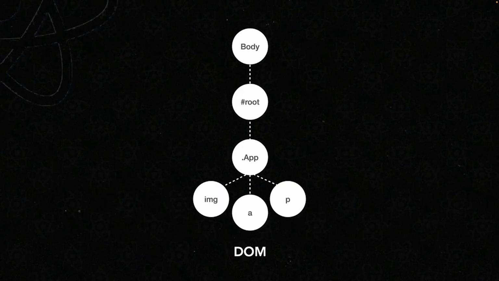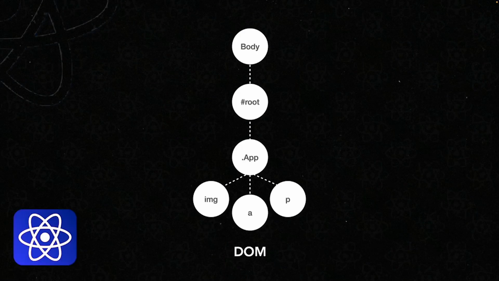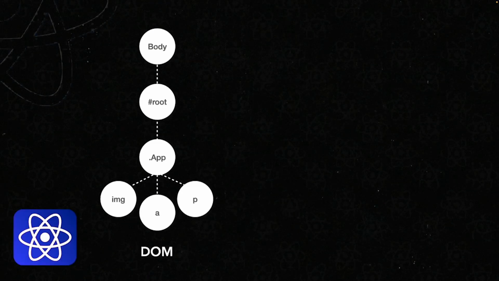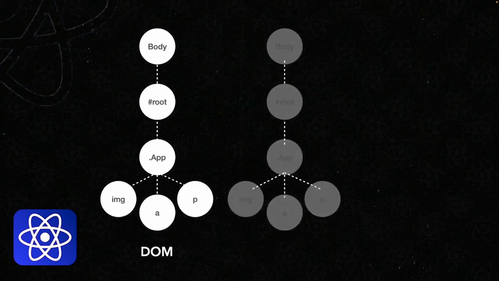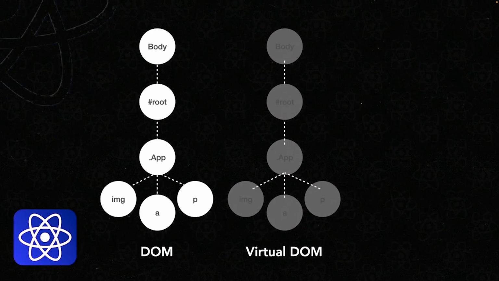When you update something on your web page, like changing text or adding a new image, the browser needs to update the DOM. But here's the thing, interacting with the real DOM can be slow, especially when your page has a lot of elements. Imagine having to update a huge tree by hand. It's not very efficient. This is where virtual DOM comes in.